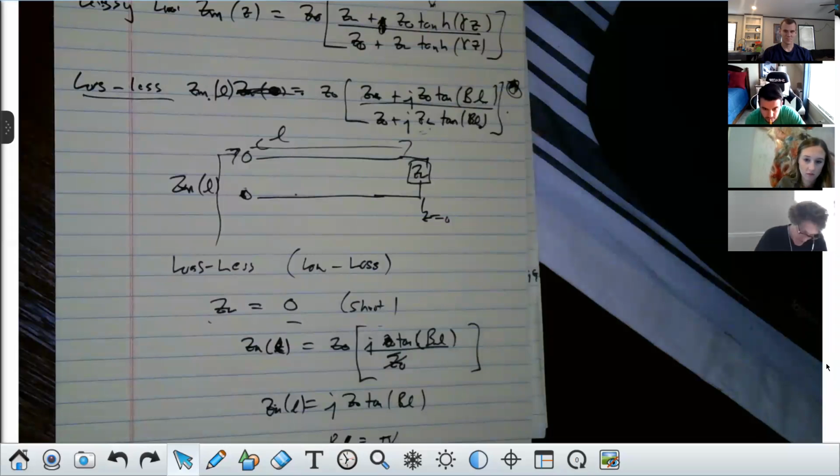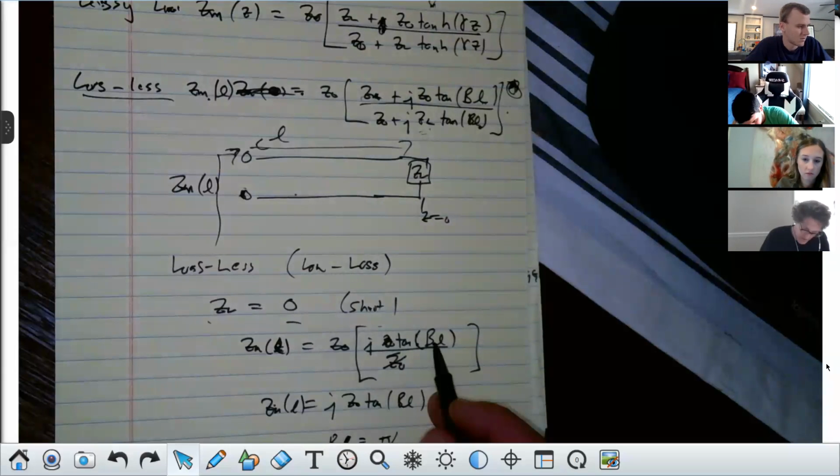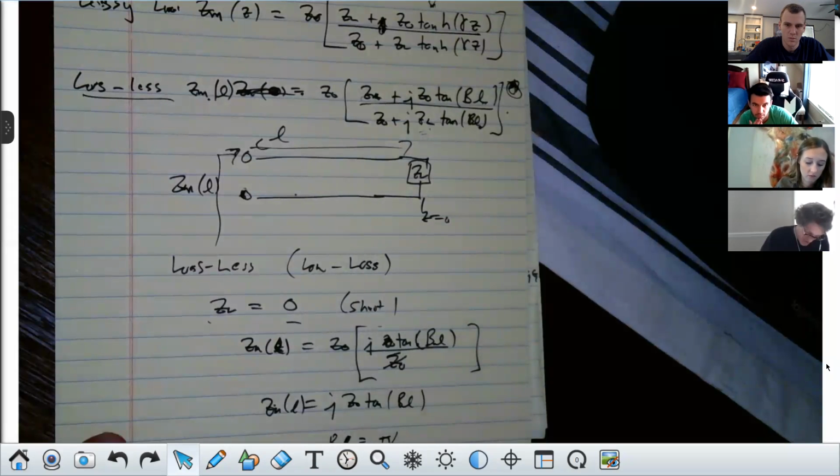All right. That goes to infinity. So that's important. When beta L is pi over 2, now the input impedance is infinite. Now think about this. Beta L would be the argument of the tangent function, correct? Well, what's beta? Well, we didn't spend a lot of time on this, but beta is 2 pi over the wavelength. That's beta. Do y'all remember that from physics?